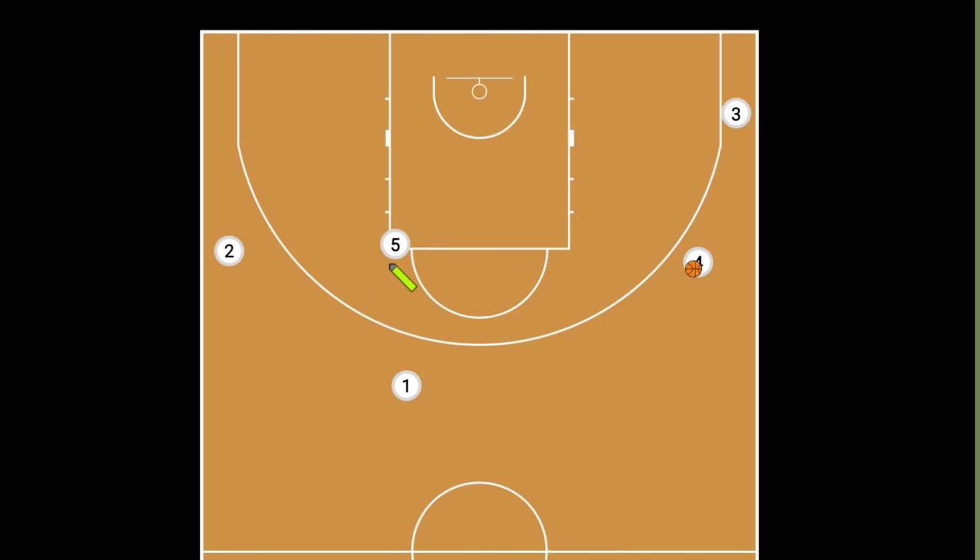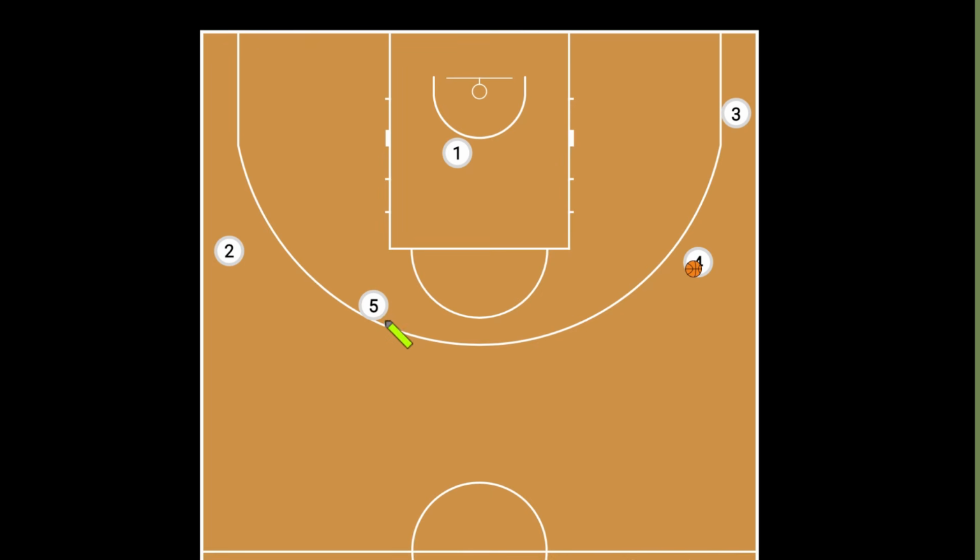As that is happening, number five is going to set a screen for number one. Number one is coming off of that screen. Remember, number five is setting it. When number one comes off that screen, they're going to cut to the rim and look for the basketball. This is just an early option to see if we have it. Sometimes you will, sometimes you won't. It is an early option, not necessarily our main option.